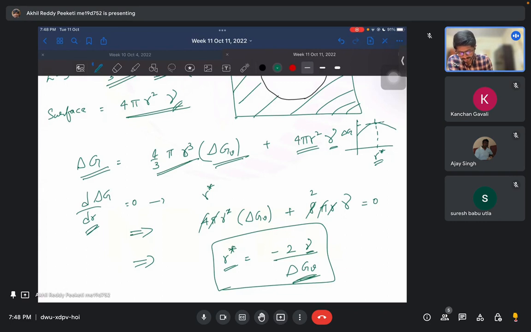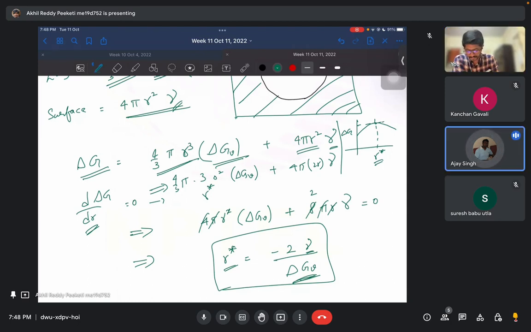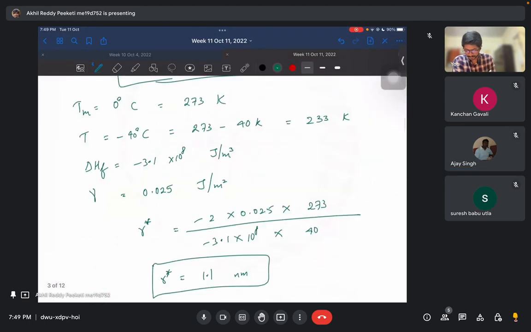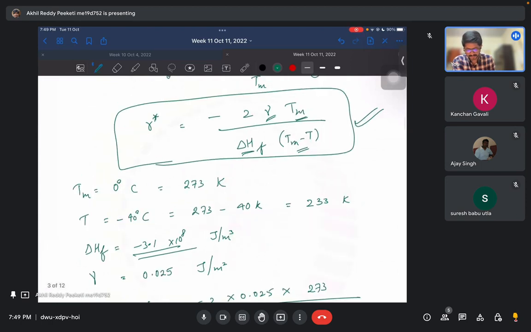The derivative of this would be 4 by 3 pi into 3 r square delta GV, plus 4 pi into 2r into gamma. This delta GV is actually negative, so it takes care of that. Delta HF is negative, so delta GV would be negative.